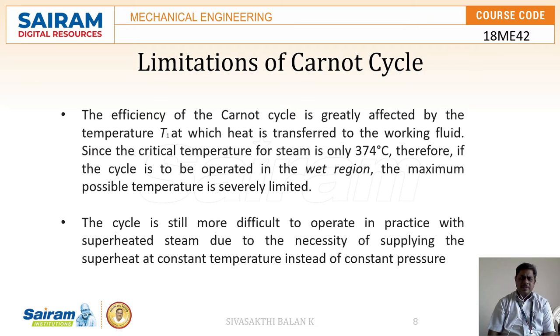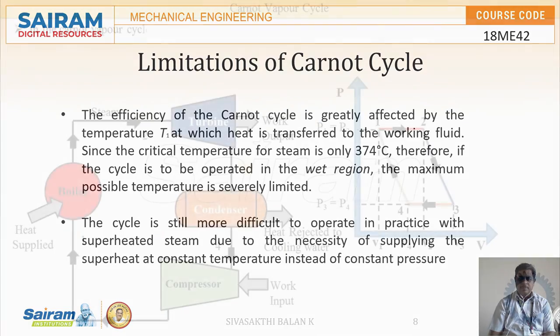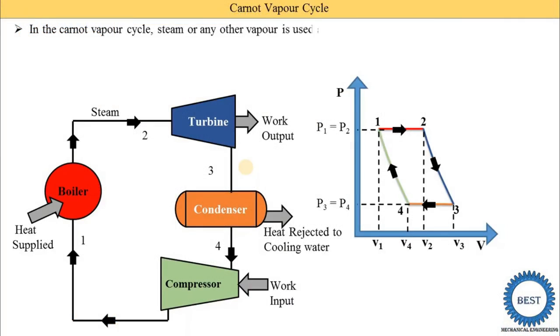Now, let us see a simple animation video which will give more clarity about the working of the Carnot vapor power cycle. First watch that and come back, we will discuss further. So, in the Carnot vapor cycle, steam or any other vapor is used as the working substance in place of perfect gas.